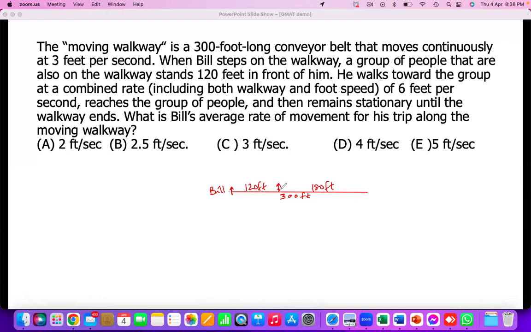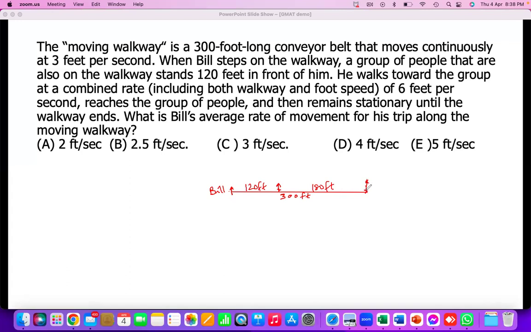Now, understand the situation. Both Bill and the group of people start moving towards the end of the walkway at the same time. They start their journey at the same time and reach the end of the walkway at the same time. Bill reaches them and then stays stationary, and they all go together until the end. So they reach together at the end of the walkway. They finish their journey together here.